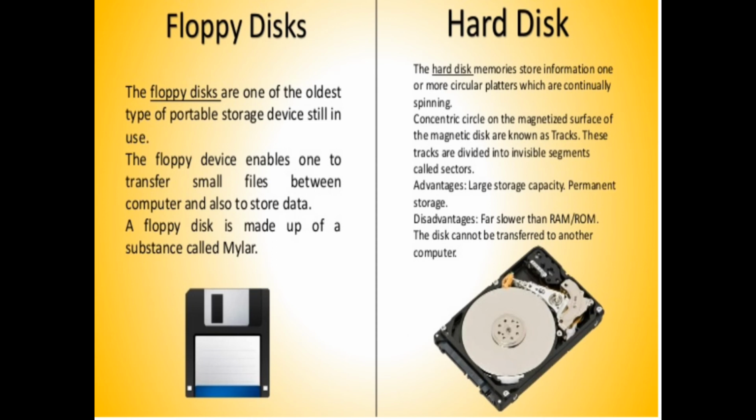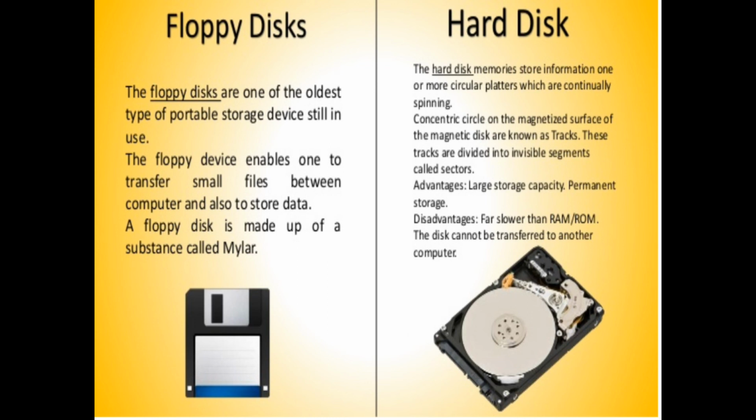Let's understand what a floppy disk and a hard disk are. Floppy disks are one of the oldest types of portable storage devices still in use. The floppy disk enables one to transfer small files between computers and also to store data. A floppy disk is made up of a substance called mylar. The storage capacity of a floppy disk is 1.44 MB, and there are various types of floppy disk according to size.